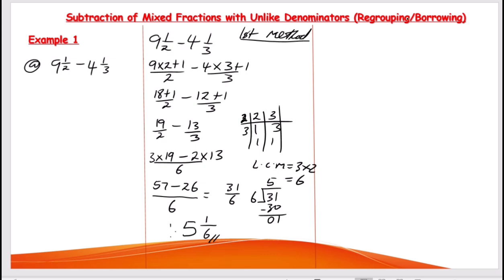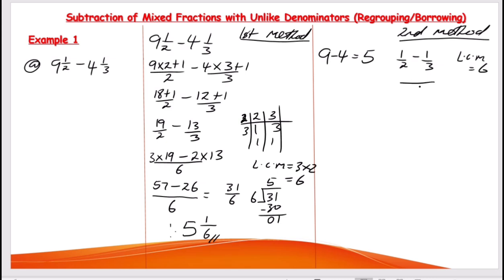Now let's try the second method. For the second method, all you need to do is to subtract the whole numbers first. You consider the whole numbers, that is 9 minus 4, and that is going to give you 5. Now let's proceed with the fractions, 1 over 2 minus 1 over 3. Our LCM, as we have determined earlier, is what?